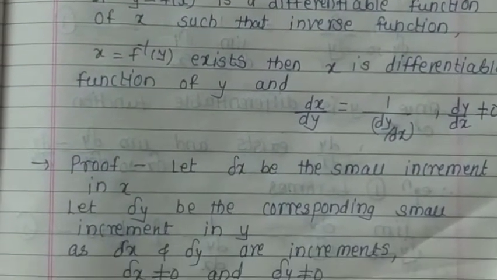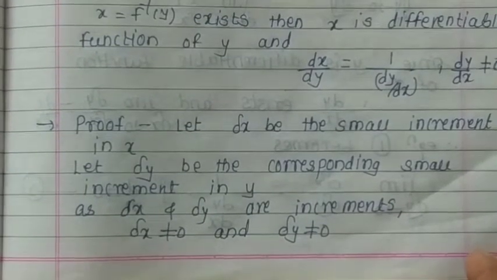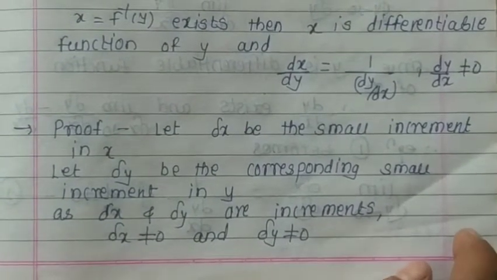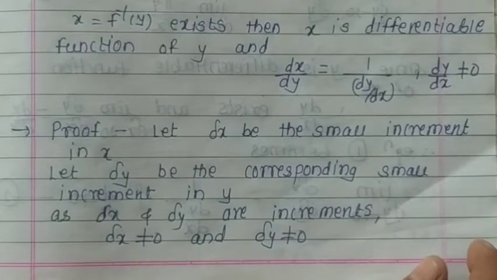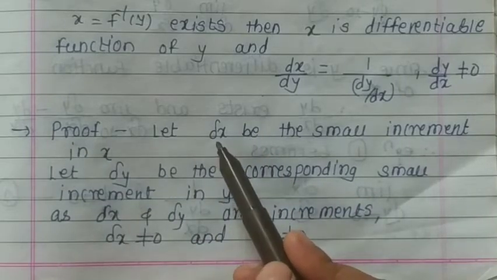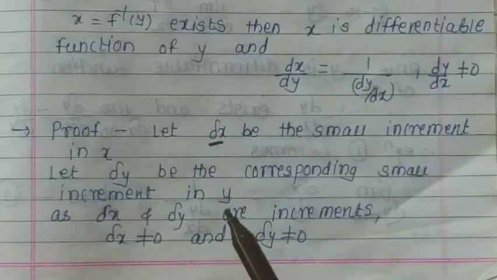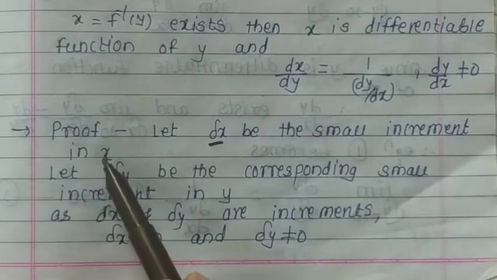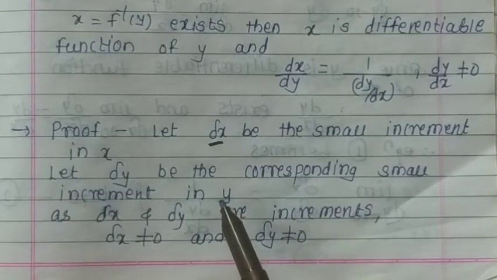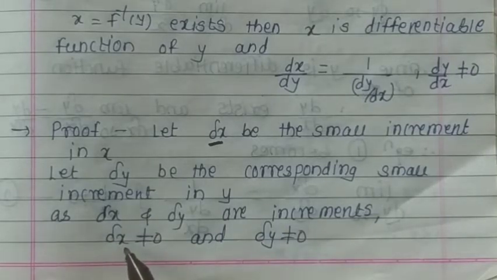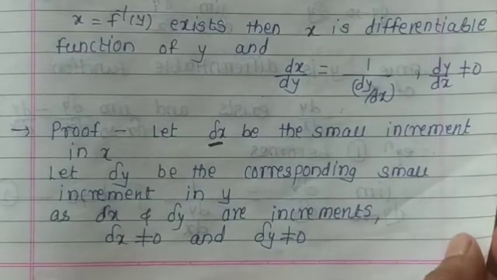Let us see proof of this theorem. Firstly, we have to consider increments which are included in the statement. Here x and y are two variables, therefore delta x and delta y are the increments. So firstly we have to consider first increment delta x. Let delta x be the small increment in x. Let delta y be the corresponding small increment in y. As delta x and delta y are increments, delta x is not equal to 0 and delta y also not equal to 0.